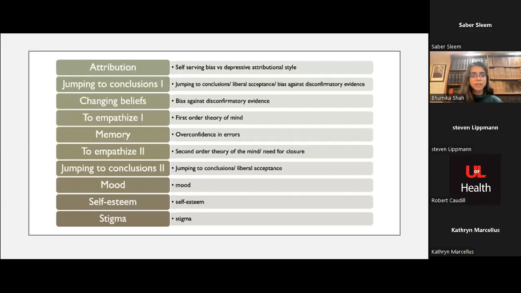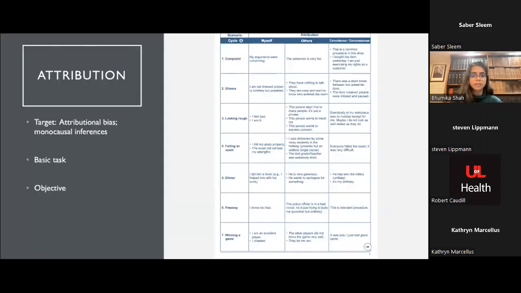We'll dive a little bit deeper into one of them to get a basic understanding of how this training works. For attribution, the target domain is attributional bias and monocausal inferences. The first task is that participants are familiarized with extreme attributional styles and their possible social consequences. For example, blaming others for failure may trigger interpersonal tension. The participants are encouraged to come up with more objective and balanced explanations for each scenario, for example, sharing success with others instead of praising oneself.